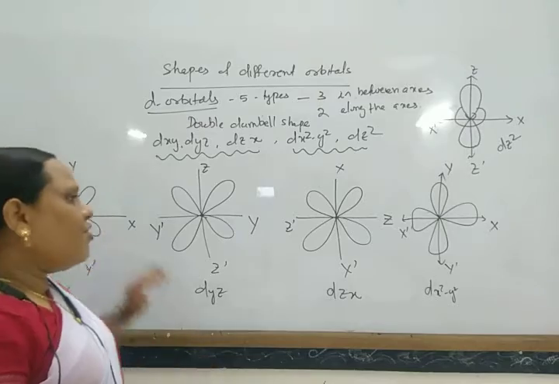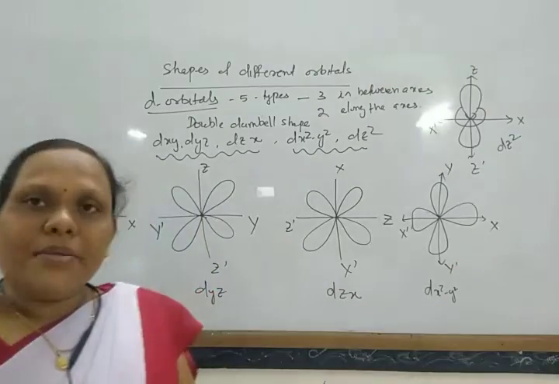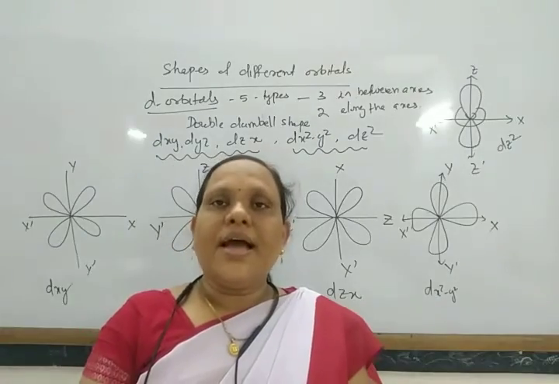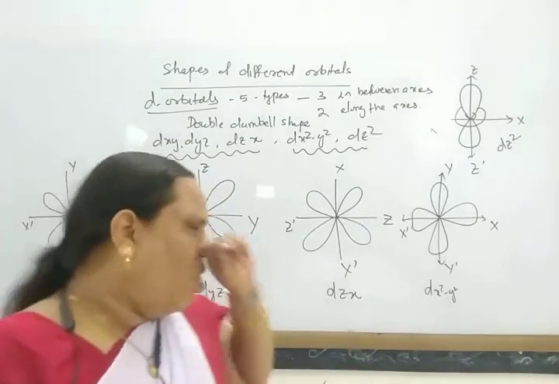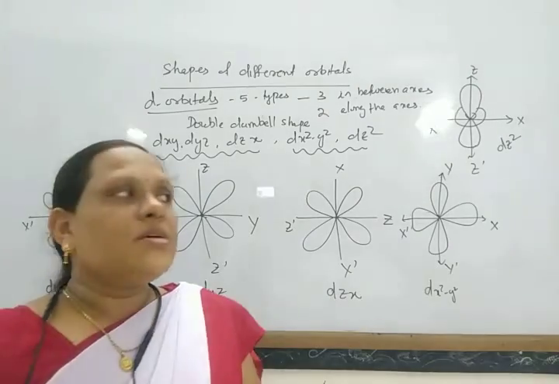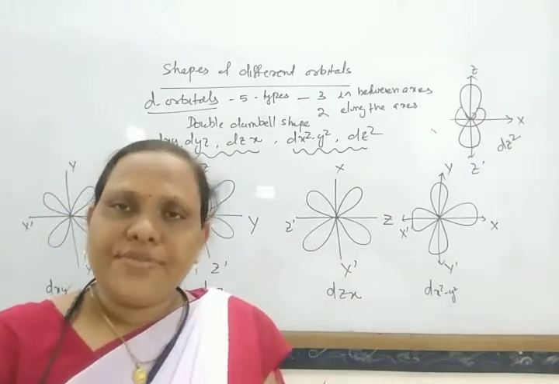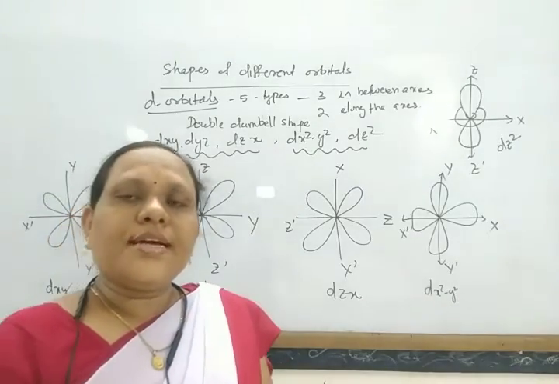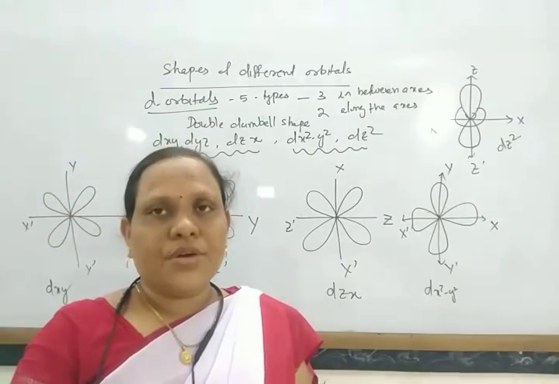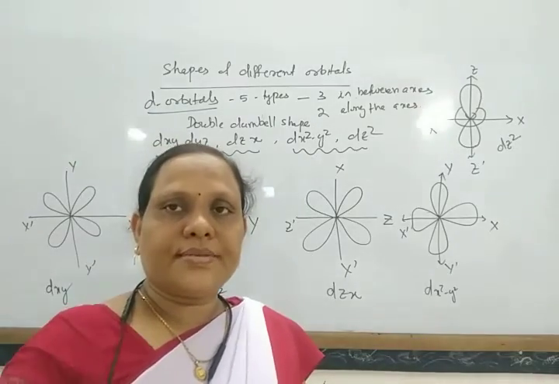So these are the 5 types of d orbitals. And the f orbitals are very difficult to draw on plain paper, as they have a very complicated structure. So these are the shapes of orbitals.